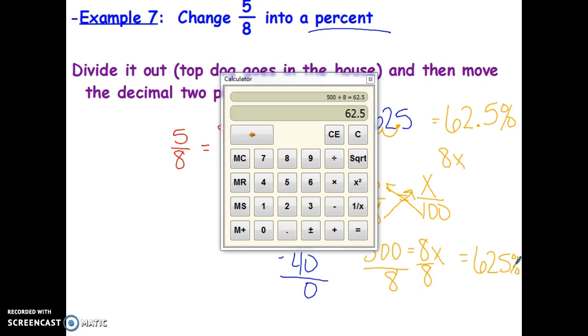I hope this helps you convert easily between fractions, decimals, and percents, and helps you move on to our further, more complex percent problems.